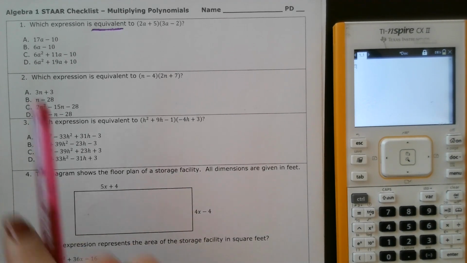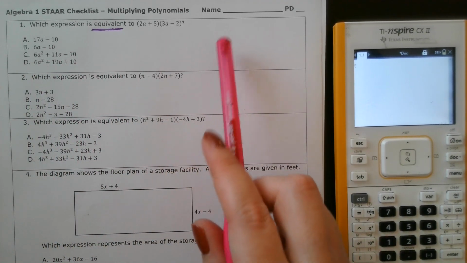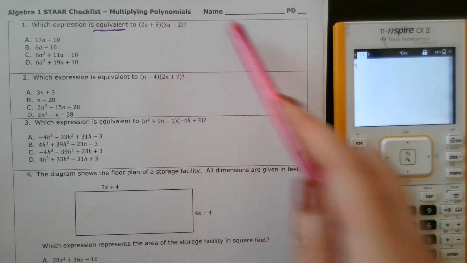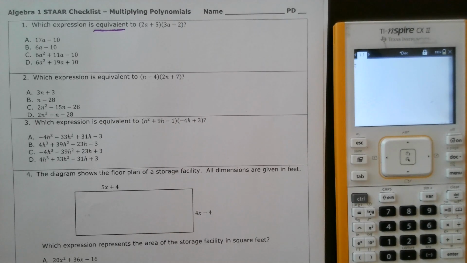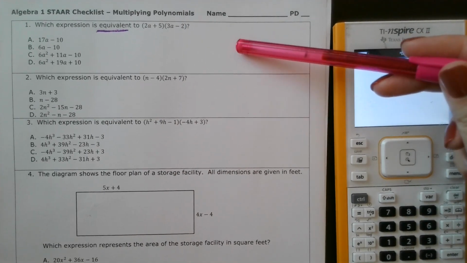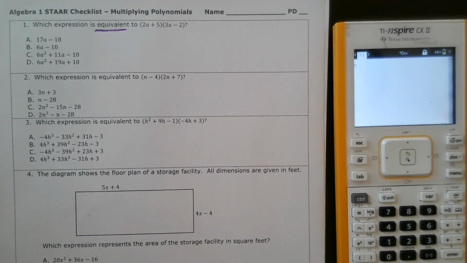Today I'm going to be going over an Algebra 1 STAAR checklist regarding multiplying polynomials. A checklist is just a list of example problems where you ask yourself, do I know how to do this? Once we cover one, you should be able to try the next two on your own to verify whether or not you're getting the correct answers with that process.